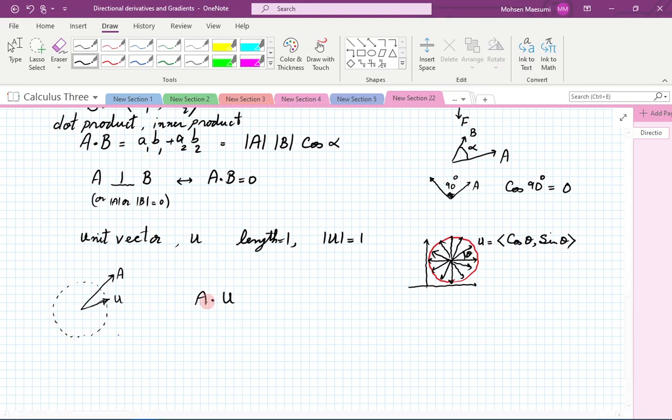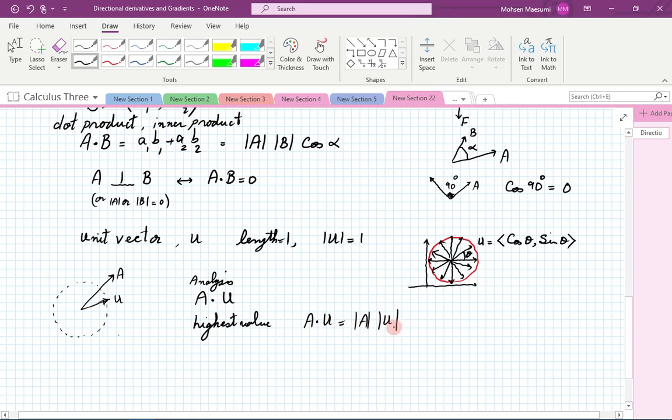So we want to do an analysis of A dot U. For example, what's the highest value that A dot U can have? Well, let's write it again. A dot U, we said that is the length of A, times the length of U, and the angle between the two of them. Let's call that angle alpha again. So that's going to be cosine of alpha.